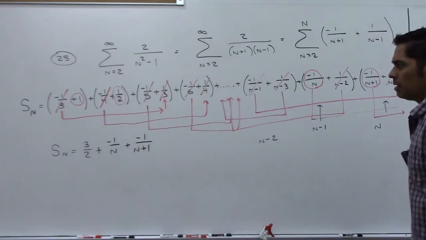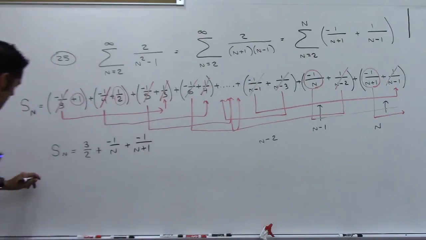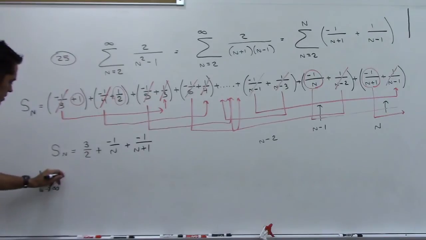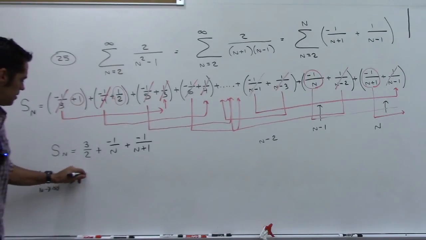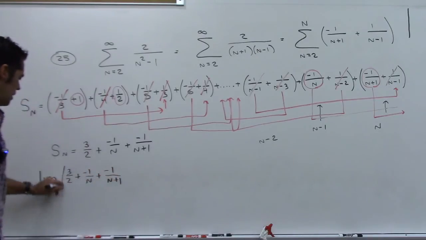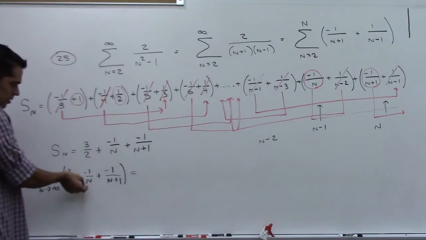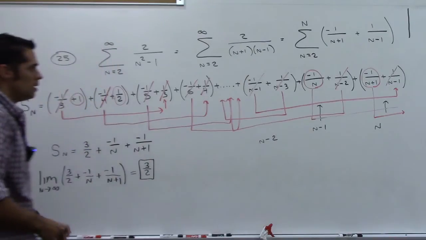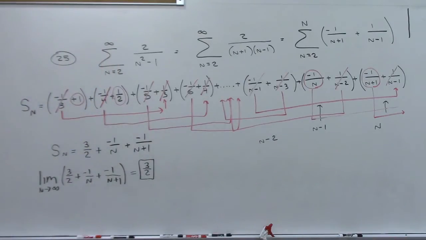That's S sub n. And now what we do is we take the limit as n goes to infinity of this, 3 over 2 plus negative 1 over n plus negative 1 over n plus 1. And that goes to 0, that goes to 0, so I just get 3 halves. So this telescopic or collapsing series converges to 3 halves. Okay, that was number 25.